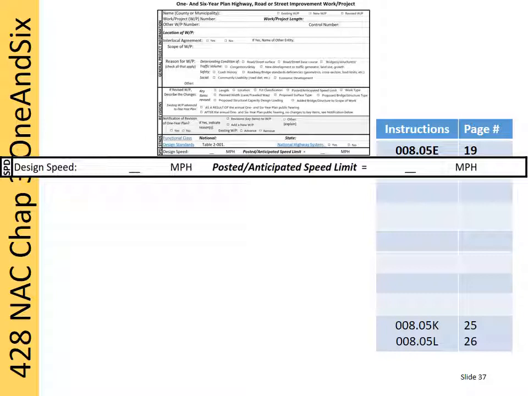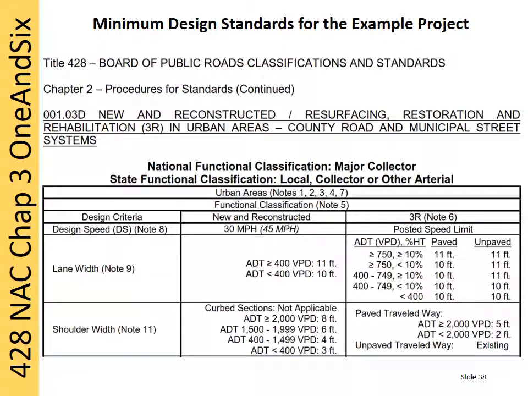The instructions for these entries are on page 19 of the proposed instructions. For the example project, the posted speed limit is 25 miles per hour. Check that against the minimum design standards. Table 3D on page 57 applies.